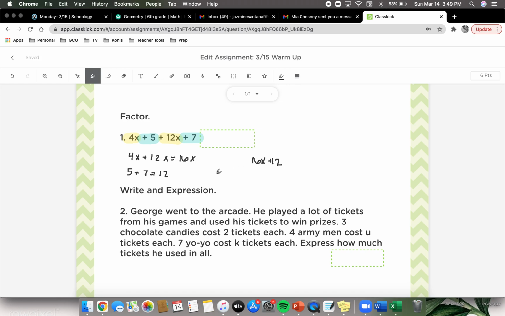Well, now in order to factor, we have to find the greatest common factor. The greatest common factor for 16x and 12 is 4. And 4 times 4x gives us 16x, and 4 times 3 gives us 12. That's our answer for number 1.